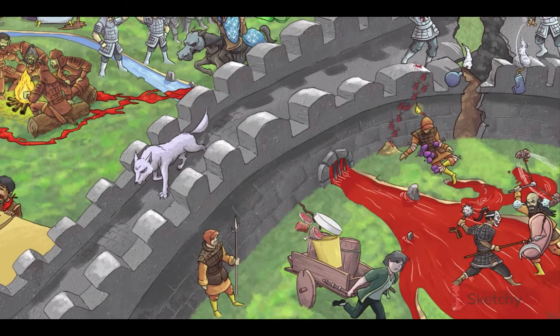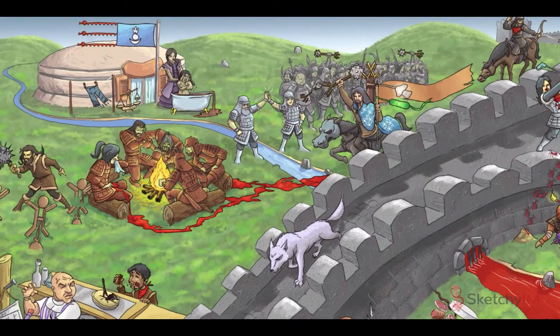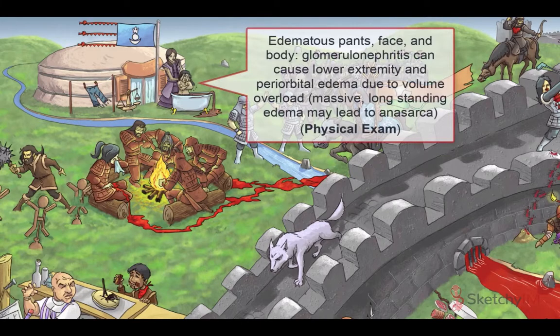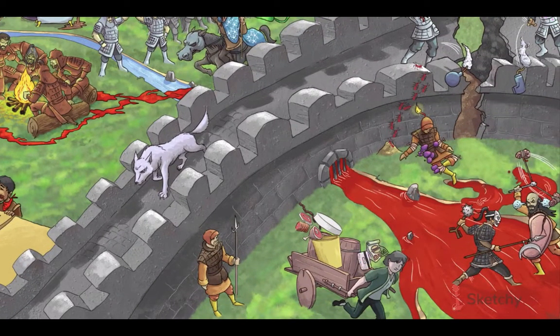I'll be fine. Patients with nephritic syndrome usually present with hypertension secondary to volume overload from renal insufficiency. So we've added some high pressure steam to our injured kidney warrior. Look for signs of volume overload on physical exam. I mean, just take a look at baby Genghis's edematous pants, face, and body, representing lower extremity, periorbital edema, and in patients with long-standing edema, anasarca, which appears as widespread swelling of the skin due to effusion of fluid into the extracellular space. Chronic anasarca can give the skin a tough, woody appearance.